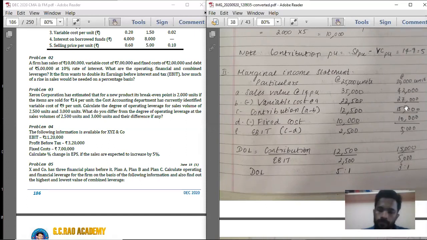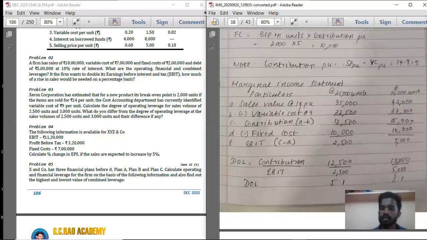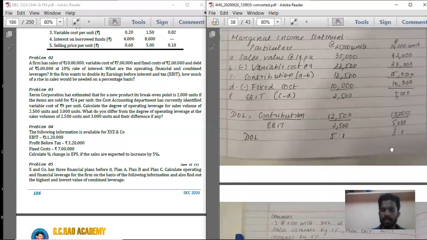Below that, small d, less fixed cost. How much is the fixed cost which we found in statement number 1? That is 10,000. So less fixed cost under both the columns, 10,000 within bracket. Now underline it. 12,500 minus 10,000 is 2,500, and 15,000 minus 10,000 is 5,000. In respect of 2,500 and 5,000, put small e, EBIT, within bracket c minus d.